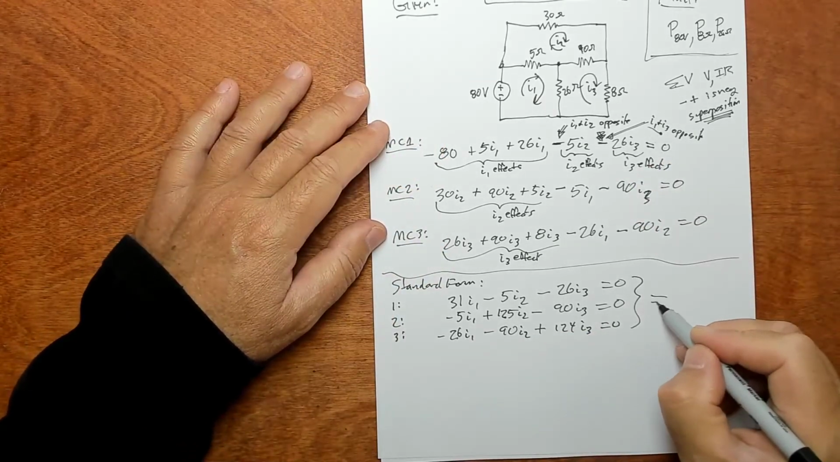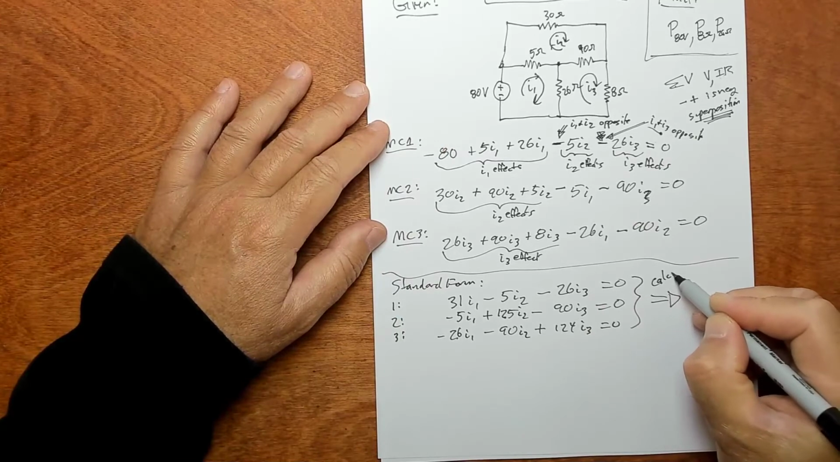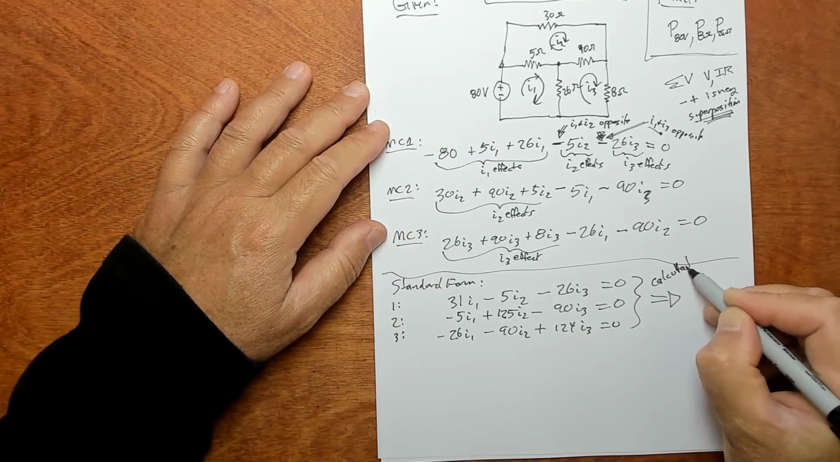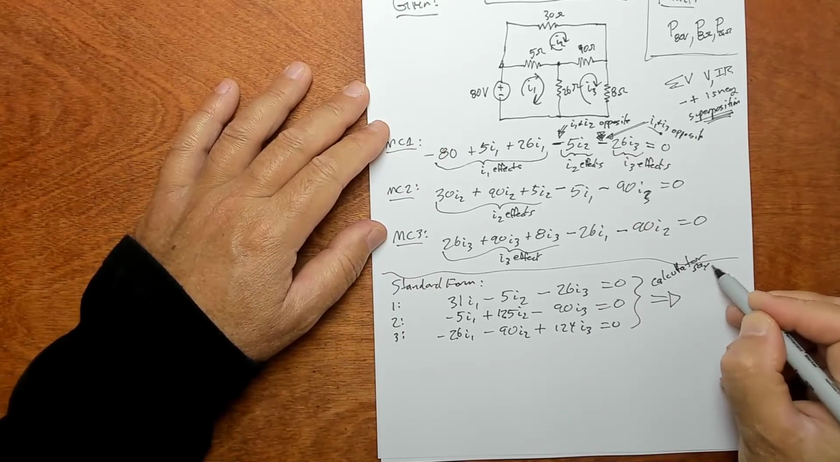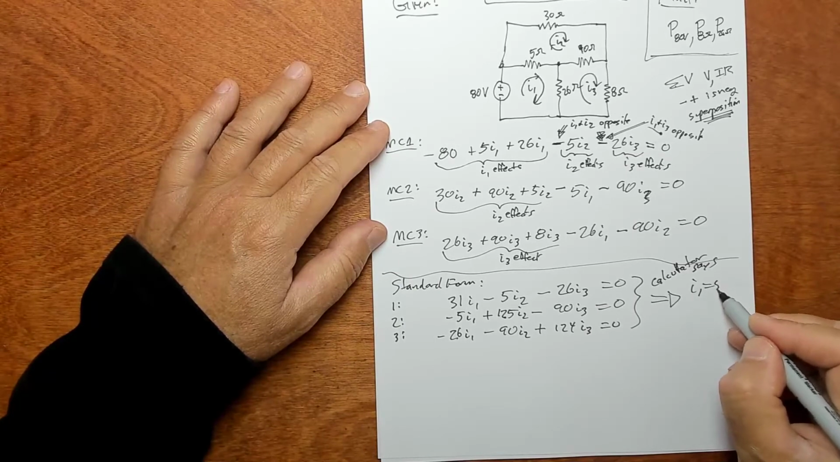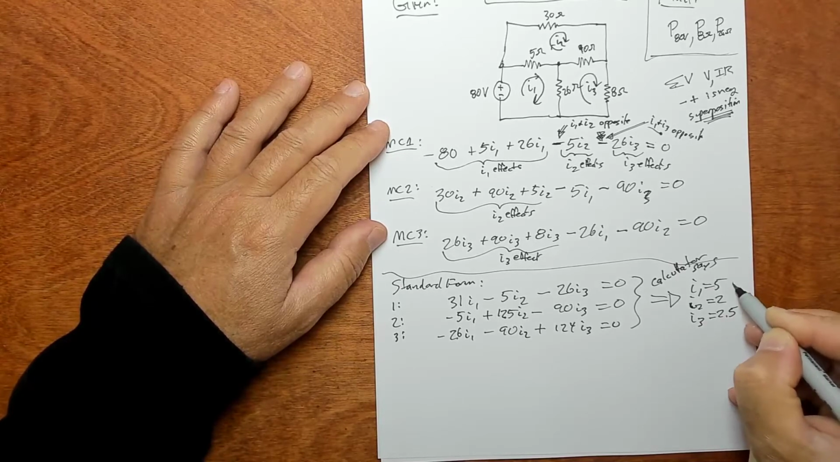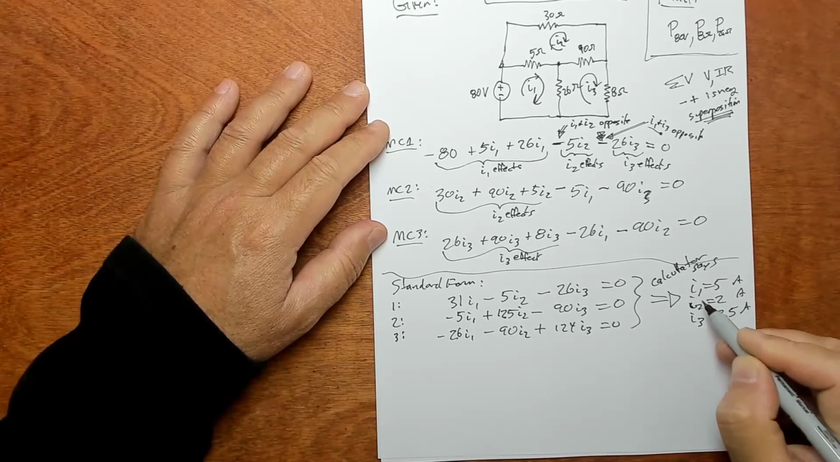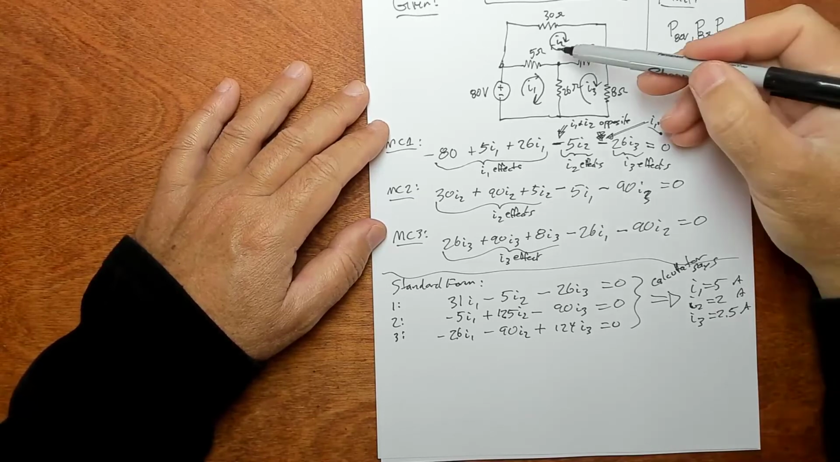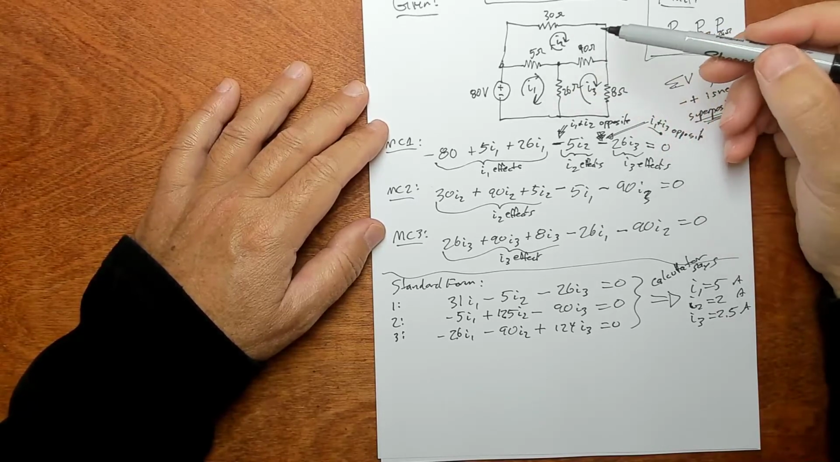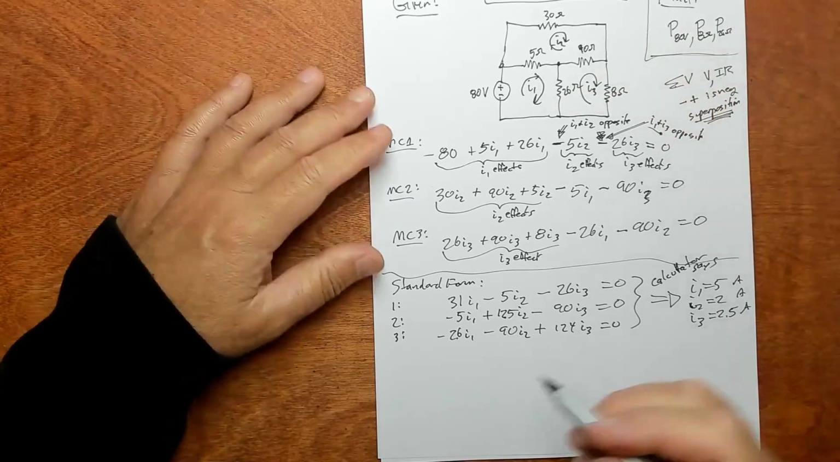Then my calculator says I1 is 5, I2 is 2, and I3 is 2.5 amps. Those are the 3 mesh currents. Okay, we can do the powers now.